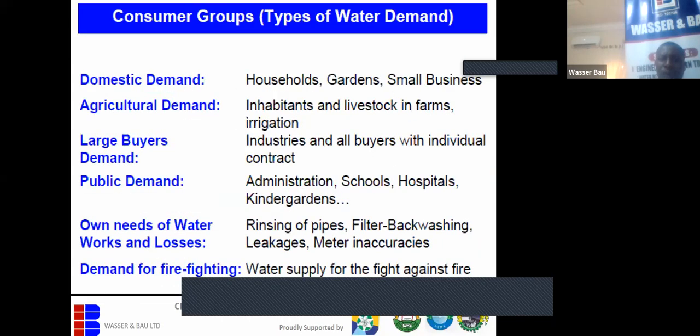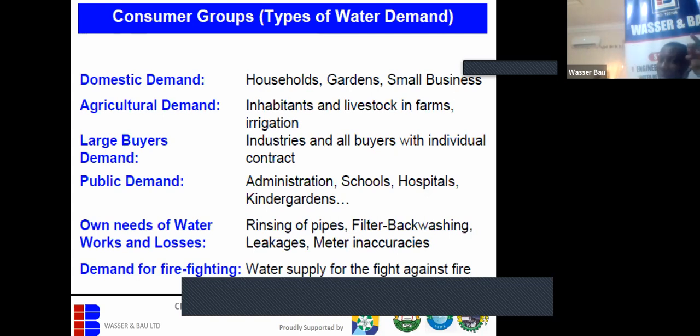I've said this before. Consumer groups of water, types of water demand. Now, water demand, like we say 130. 130 is just for household demand. It's just for domestic demand. Okay. Agriculture has its own demand, like livestock and irrigation. Crop water demand. Every crop has its own water demand. Rice has its water demand.